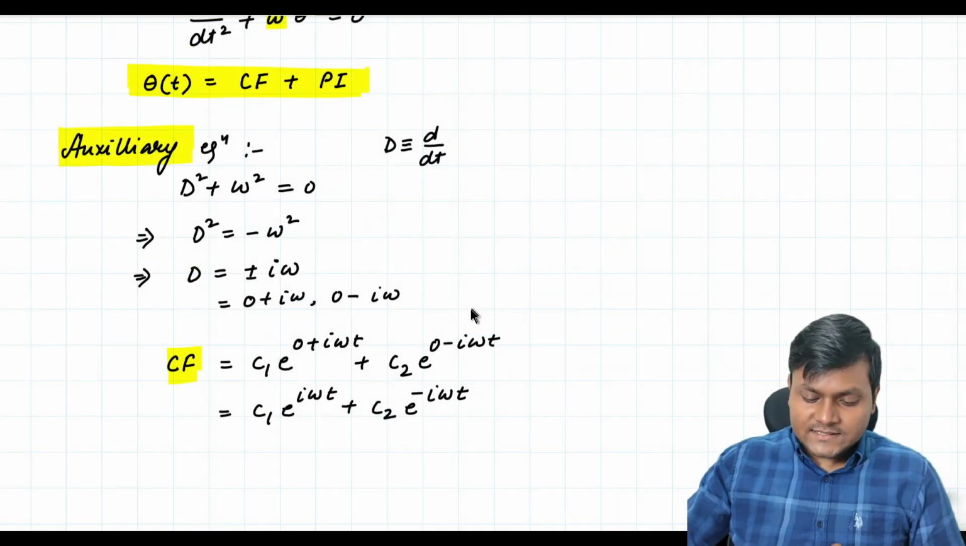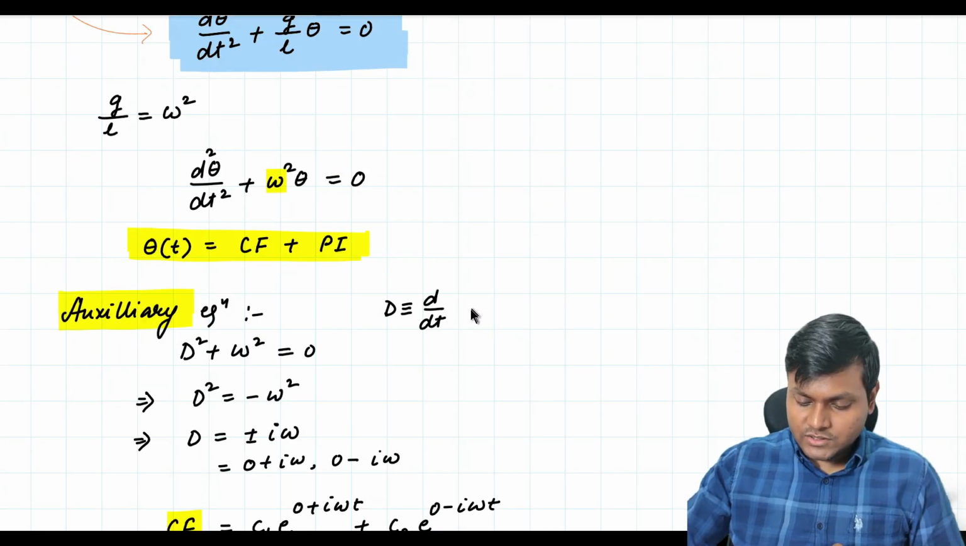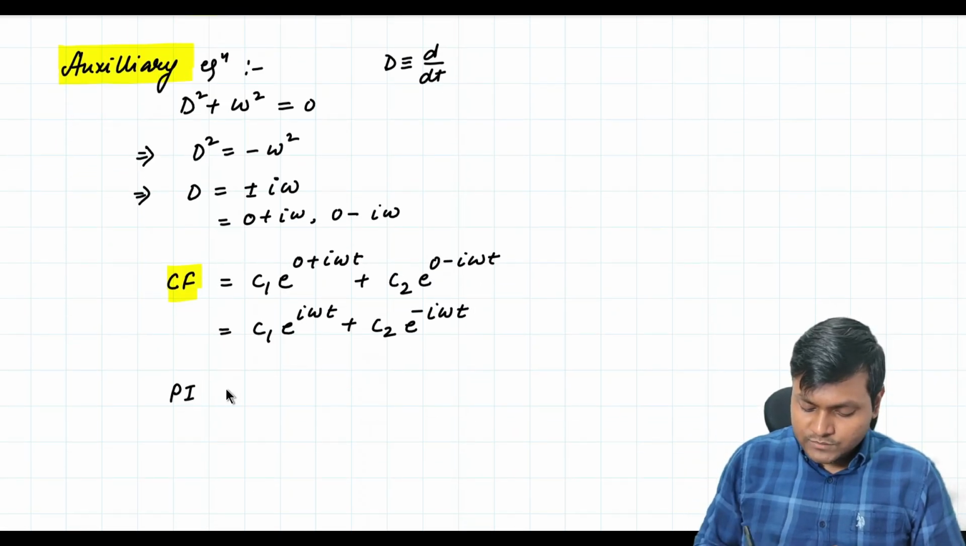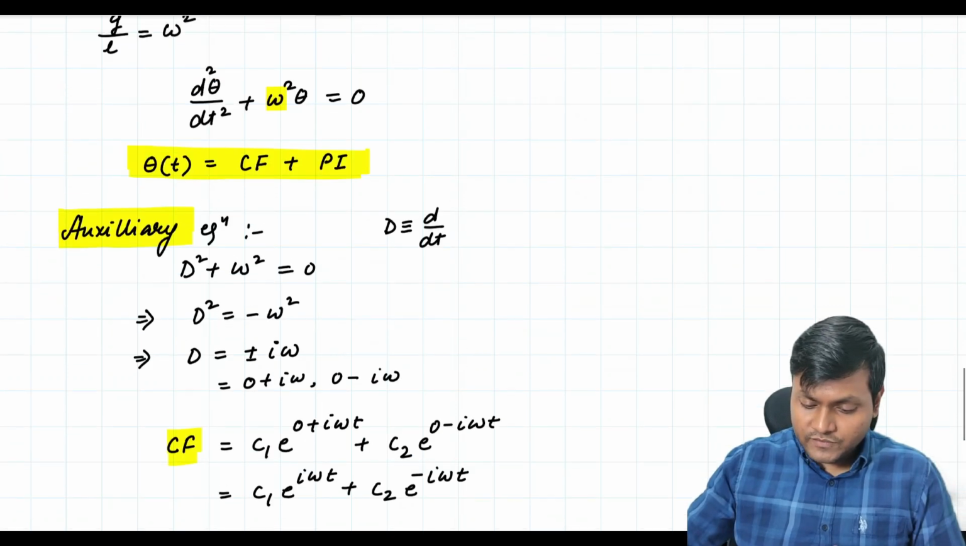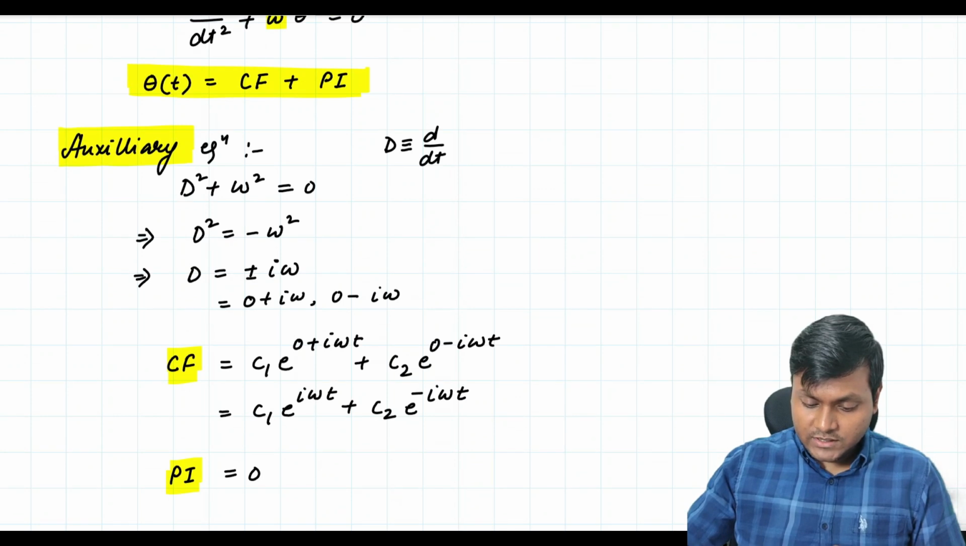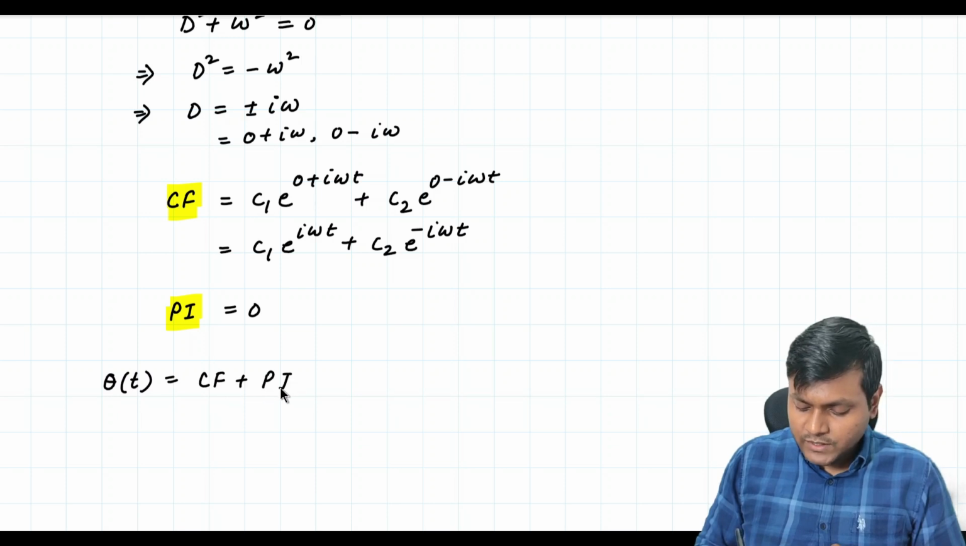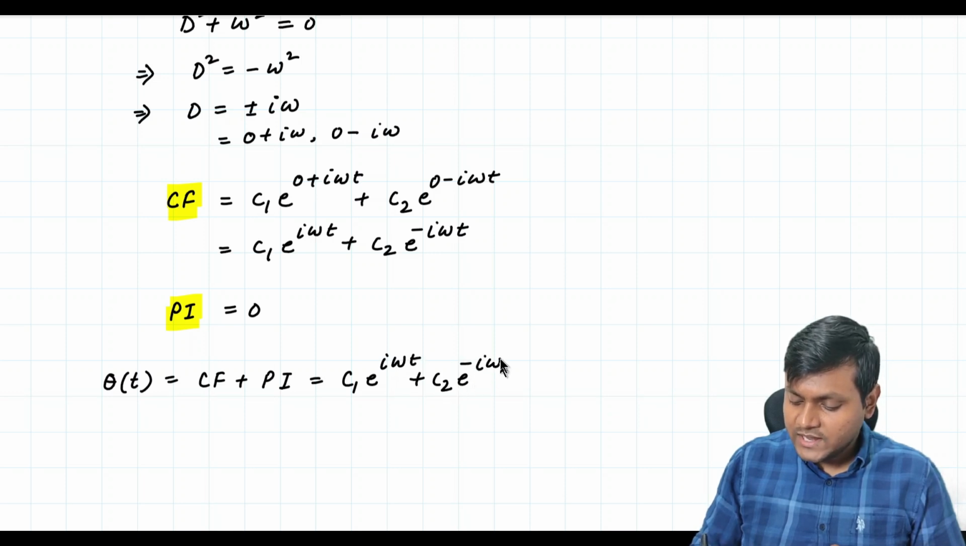Since the right hand side of the differential equation is 0, the particular integral in this case also comes out to be 0. Therefore, the solution of the differential equation here, that is theta, which is a sum of complementary function plus particular integral, is nothing but C1 e to the power I omega t plus C2 e to the power minus I omega t.